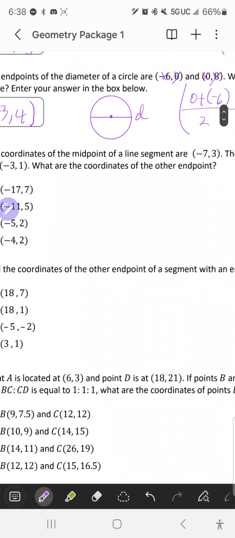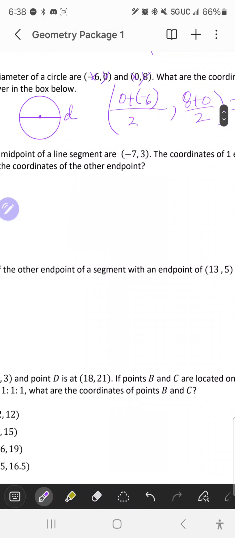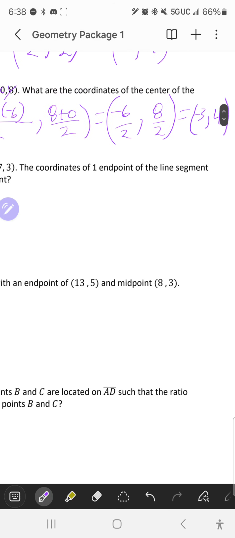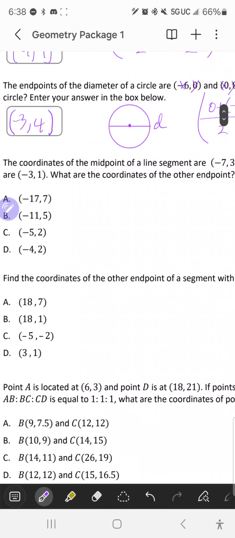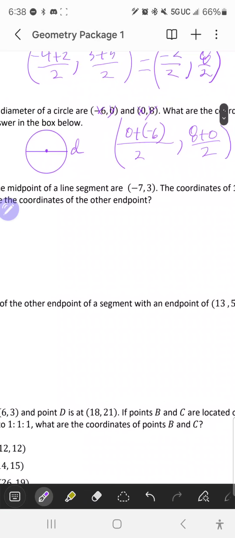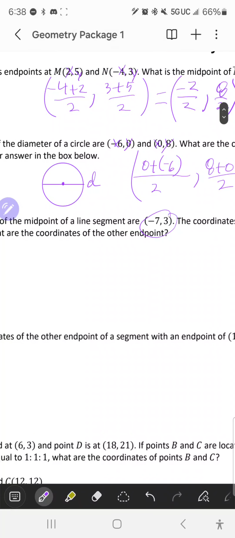Now the coordinates of the midpoint of a line segment are -7, 3. The coordinates of one endpoint of the line segment are -3, 1. What are the coordinates of the other endpoint? Now, as you can see, you only have one endpoint and you have the result.